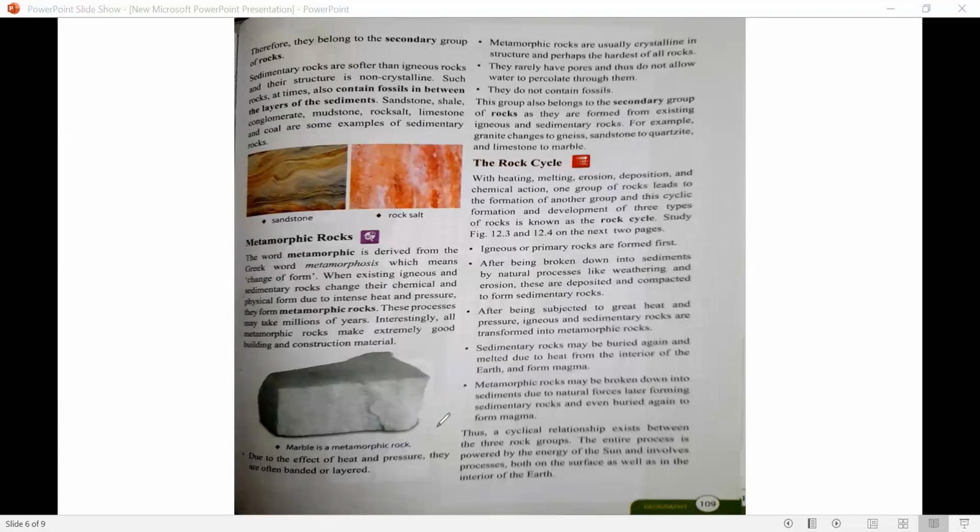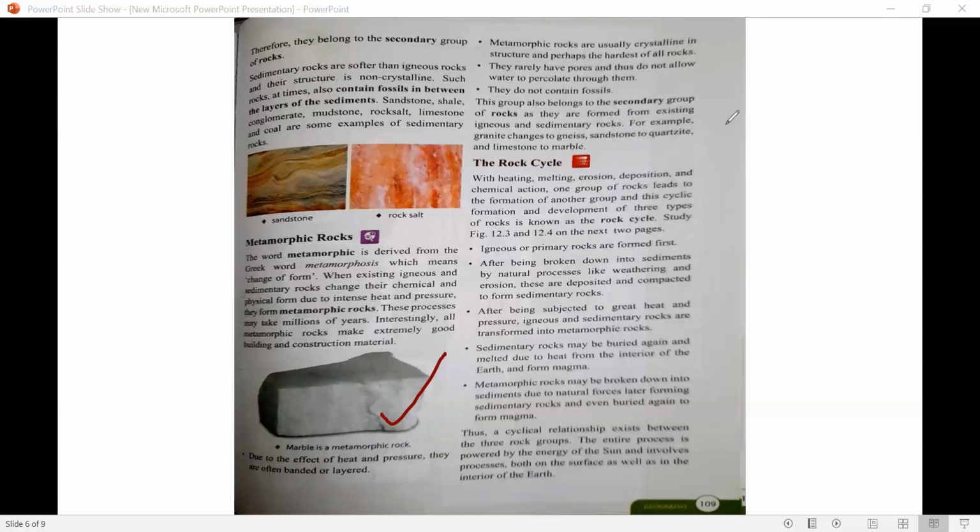Now, you might have seen your floor, and on the floor you have the wooden flooring. I'm not talking about the wooden one, but about the marble. That white thing on your floor is marble, and marble is also a rock that is formed because of pressure and changes between the igneous and the sedimentary rocks. Due to the effects of heat and pressure, they are also often banded or layered.